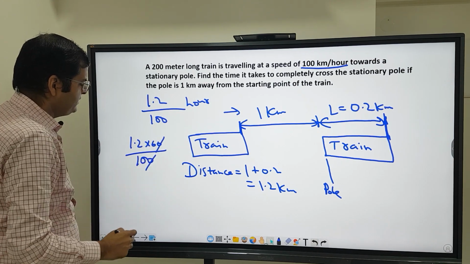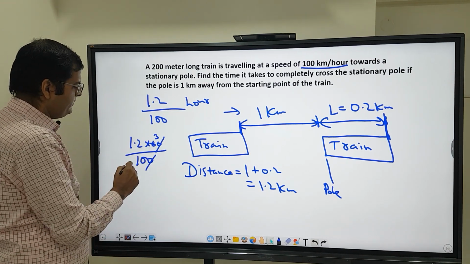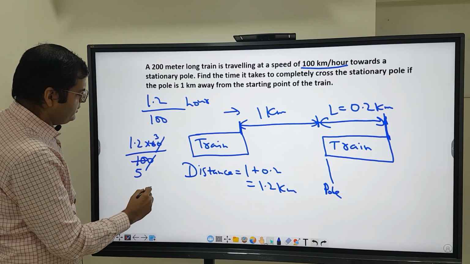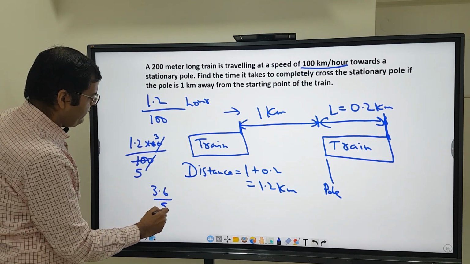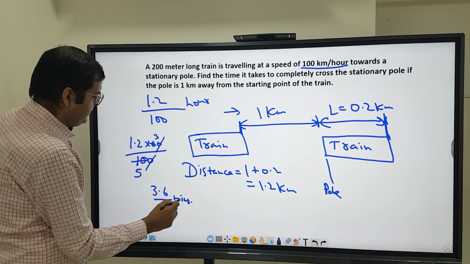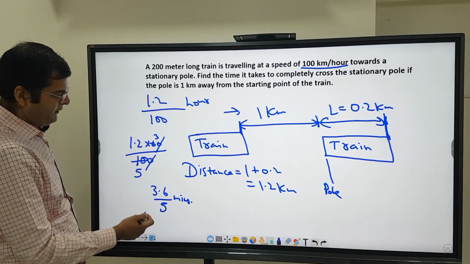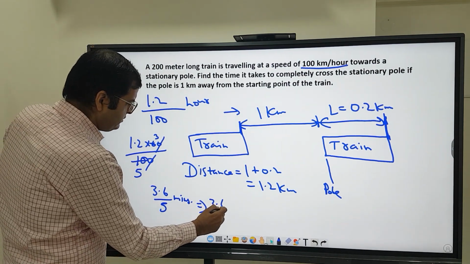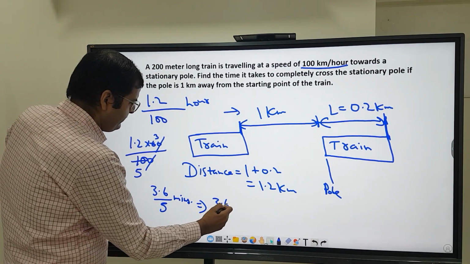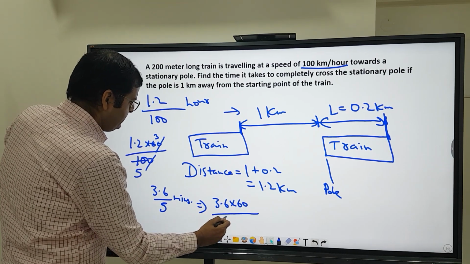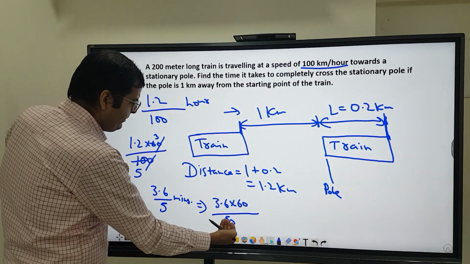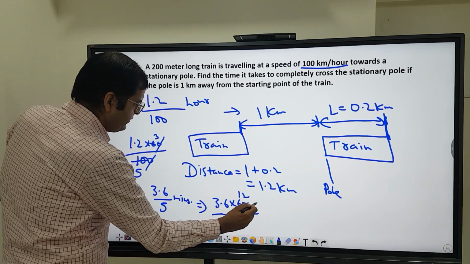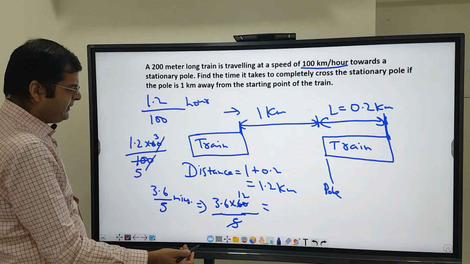So this 0 goes, this 0 goes, 2 3s are and 2 5s are. So 1.2 into 3 is 3.6 upon 5 minutes. If you want, you can further change it into seconds, because I think our answer is in seconds. So it is 3.6 into 60 divided by 5 seconds. That 5 goes and this is 12. So 12 into 3.6 seconds.